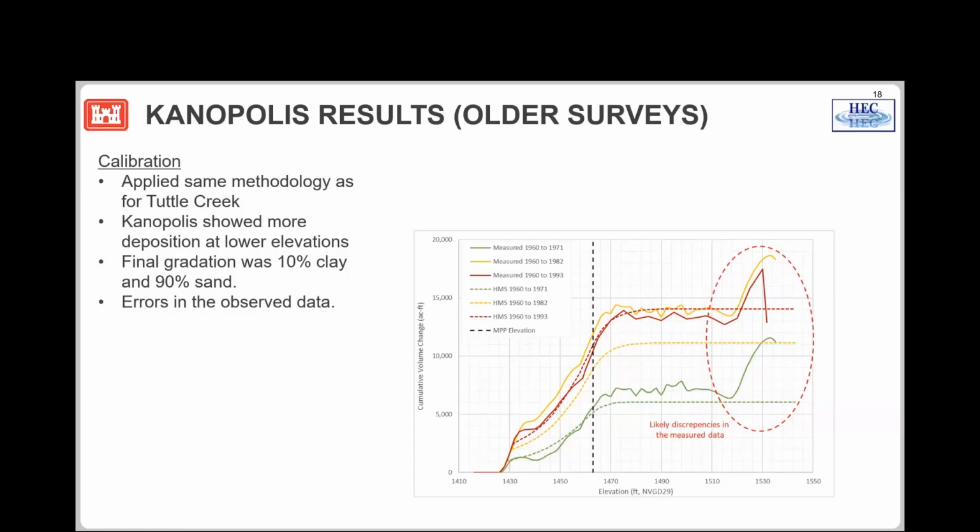And this figure is just for the older rangeline surveys. And the observed and the model data sets match pretty well for the first and the third time periods. But there's definitely some errors in this area where I circled in red. The second survey period shows less deposition in the model, and it actually shows that the deposition decreased from 1982 to 1993, and that's not really physically possible. So either the 82 or the 93 survey are in error.